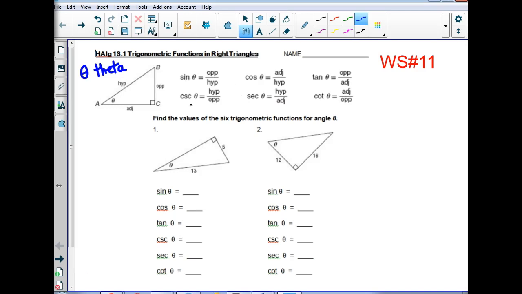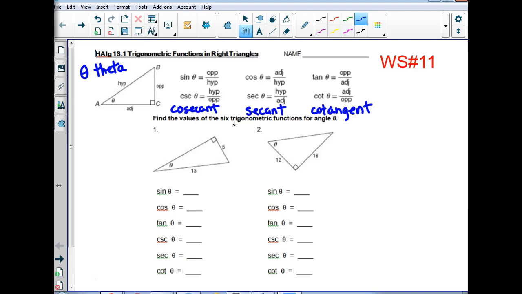Notice that this one, CSC, stands for the cosecant. SEC stands for secant. And COT is not cot, it's cotangent. You do want to know the names, and I will use them. So if the sine of theta is opposite over hypotenuse, the cosecant of theta, notice it's the reciprocal.